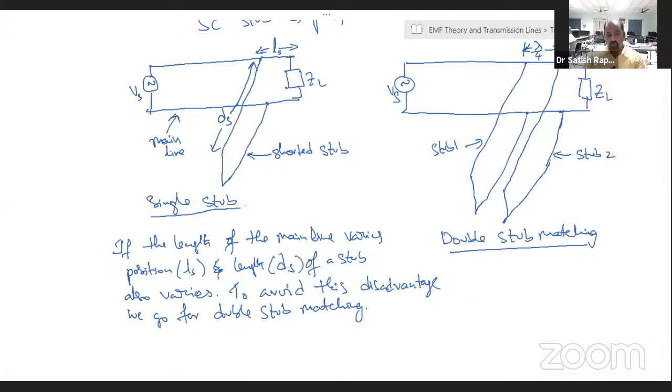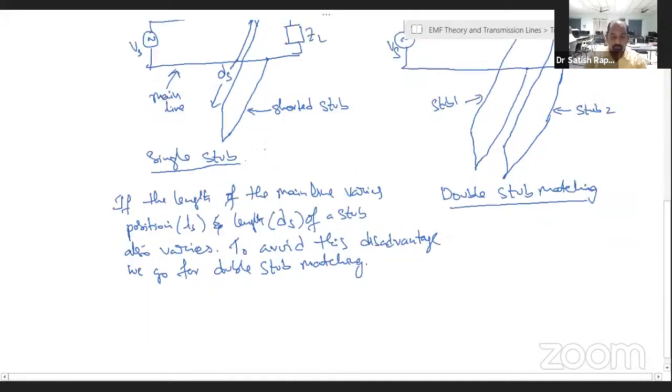So now, calculating or deriving the expressions for the position of the stub and the length of the stub, that is one task we have.